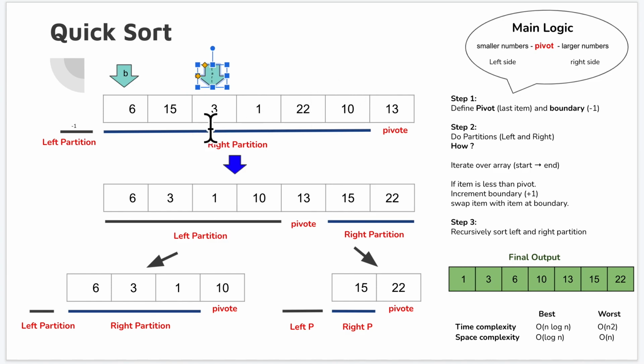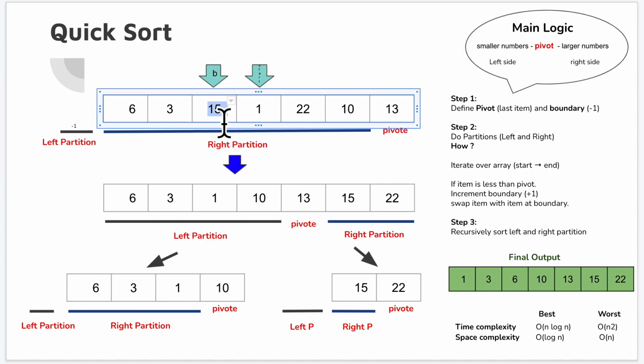3. Is this number smaller than the pivot? Obviously 3 is smaller than 13. Okay, increment the boundary and let's swap these two numbers, 3 and 15. We swap 3 and now here 15. Cool. Now let's move ahead. 1. Is this number smaller than the pivot? Yes, 1 is smaller. Increment the boundary, swap these two numbers. So 1 will go here, 15 will go here.